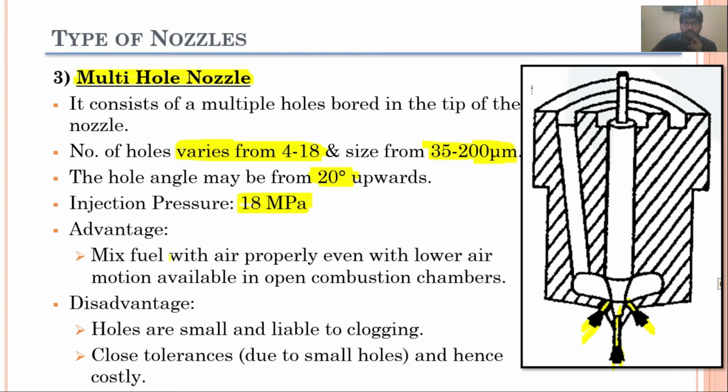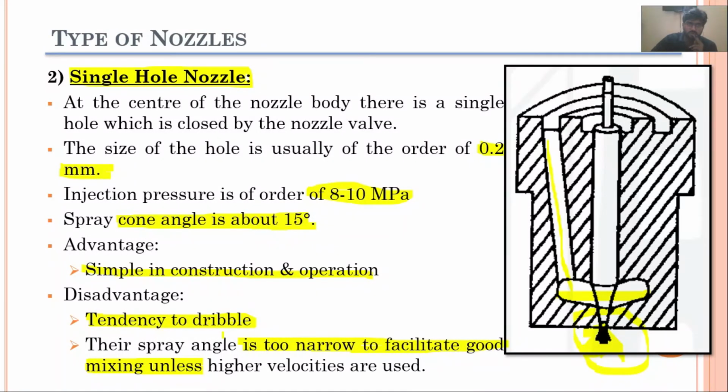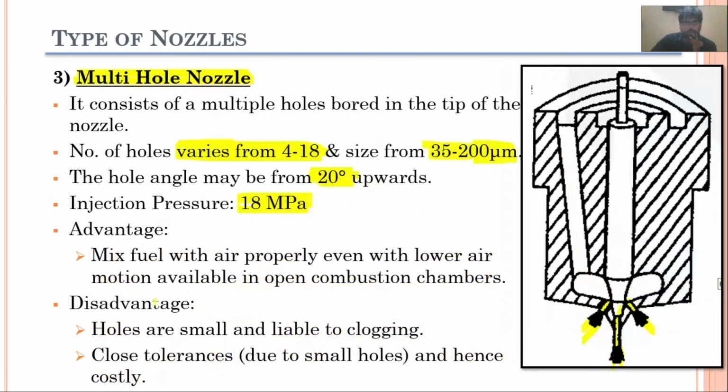So what are the advantages? That disadvantage in the single hole nozzle, that we cannot have good mixing, will become the advantage here: mixing of the fuel with air happens properly, even when the air speeds are lower.